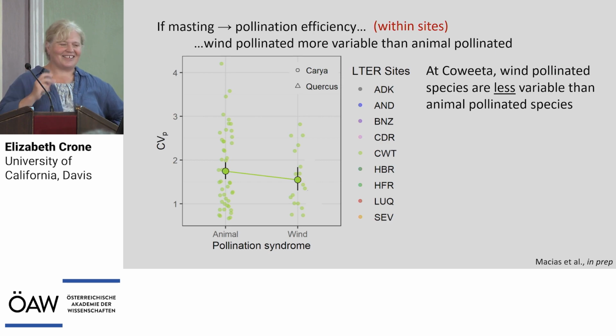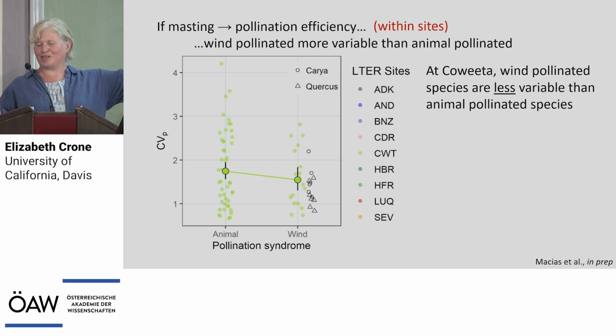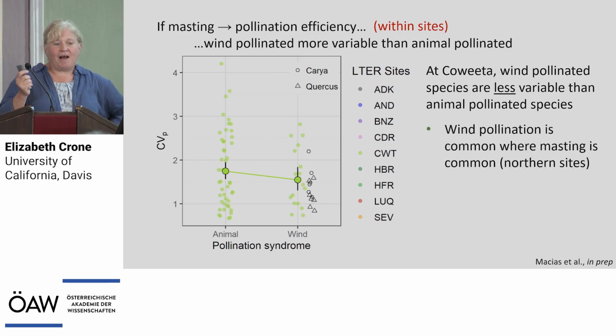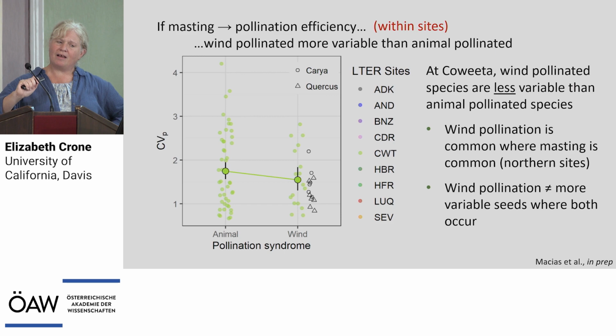At KIOES, it's actually not significant at the 0.05 level, but if anything, wind-pollinated species are less variable than animal-pollinated species. We actually excluded oaks and hickories, which are famous masting species, because they were only at the genus level. So here's data for them at the genus level, and they're right down there with the other wind-pollinated species. So wind pollination is common where masting is common. That's true. But wind pollination is not more variable in seed production than animal pollinated species where they both occur, at least not at this one site.